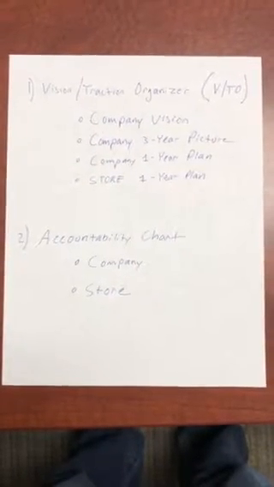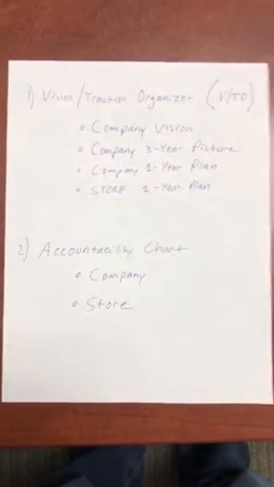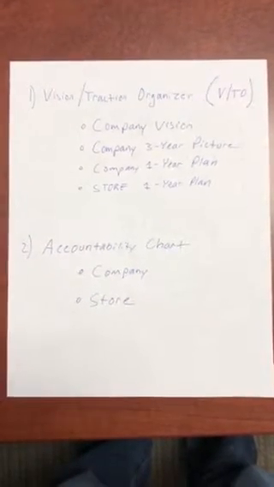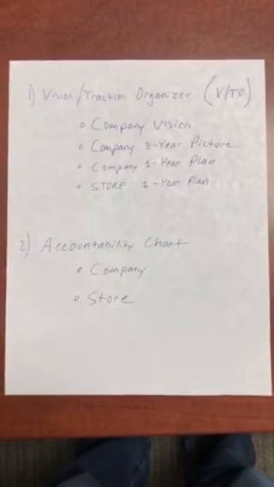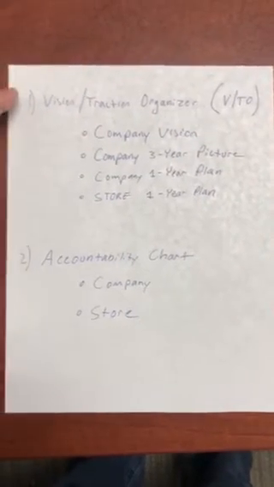The leadership team is going to have a huge focus this quarter and this year in continuing to train and implement the EOS system and its tools into the entire organization. And I'm going to go over a couple of those components with you here this morning. First thing we're going to talk about is the Vision Traction Organizer, or VTO.